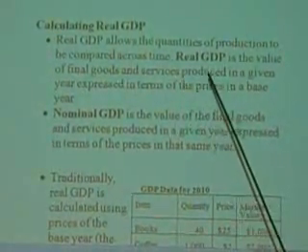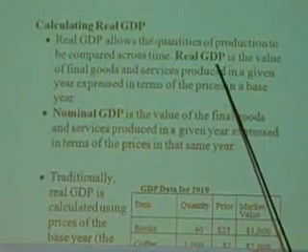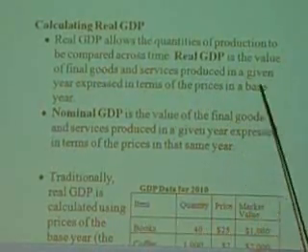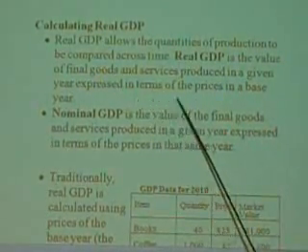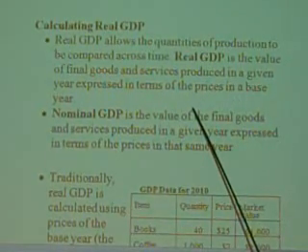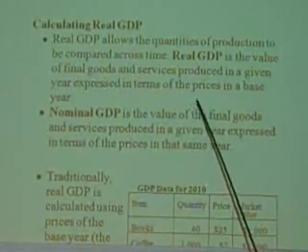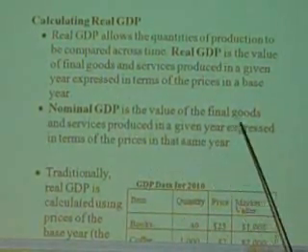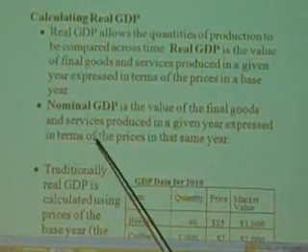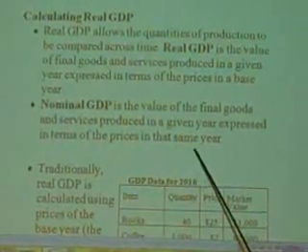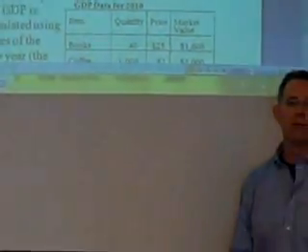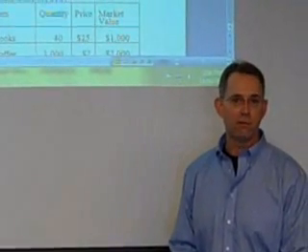across time. Real gross domestic product, that is GDP, is the value of final goods and services produced in a given year expressed in terms of the prices in a base year. That is, expressed in the prices usually of the prior year. Nominal GDP is the value of the final goods and services produced in a given year expressed in terms of the prices in that same year. So one is comparing the prices from a prior year versus the prices in a current year.